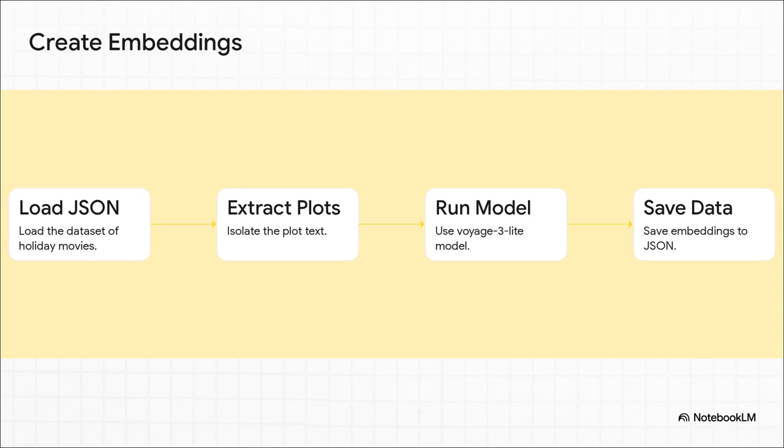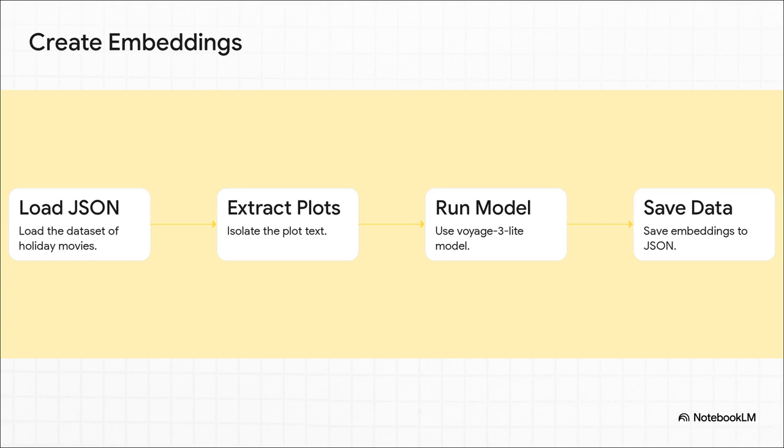The logic flows basically like this. First, we load up our holiday movies JSON file. Second, we extract just the plot fields from the data, because that's the text we really want the AI to understand. Third, we pass that list of plots over to Voyage AI using their Voyage 3 Lite model, and we specify document as the input type.